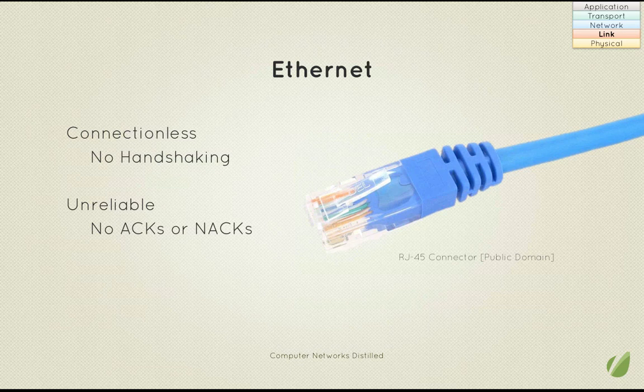Secondly, Ethernet is unreliable. It doesn't have acknowledgments or negative acknowledgments. If packets aren't received correctly, they won't be resent due to Ethernet. Now, we know that there may often be a reliable data transfer protocol running at the transport layer, like TCP, that will cause that data to be resent. But Ethernet doesn't provide that reliability.